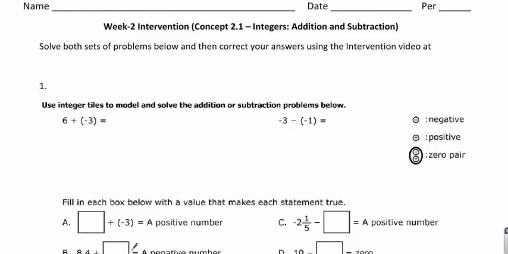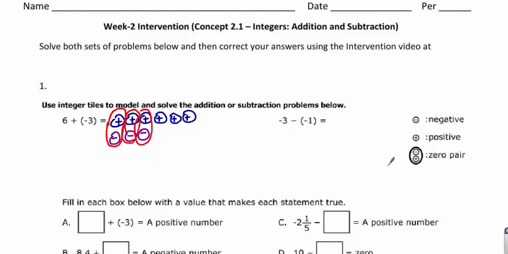So we're going to use the tile method. On problem number 1, we're asked to add 6 and negative 3. So we have 6. Let's put in 6 positive tiles. And we're adding negative 3. We're adding 3 negative tiles. That creates 3 zero pairs.